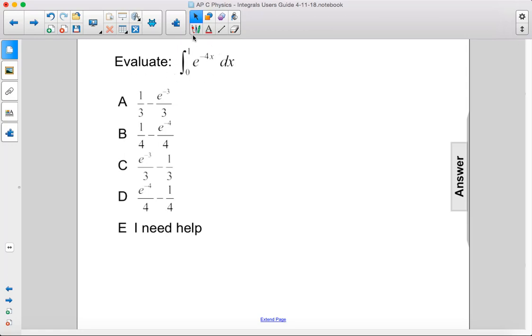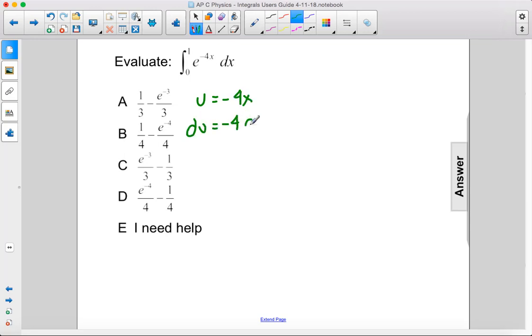Evaluate this integral. Alright, so our u is going to be negative 4x, therefore our du is going to be negative 4 dx. Now, as you can see, there is no 4 in here already, so we're going to have to put a negative 1/4 into our integral in order for this to work out. So we have 0 to 1, negative 1/4 e to the u du.